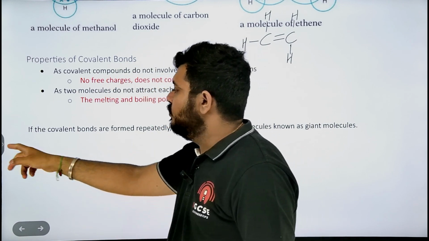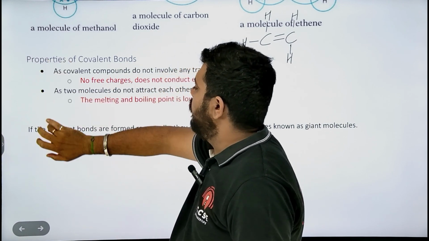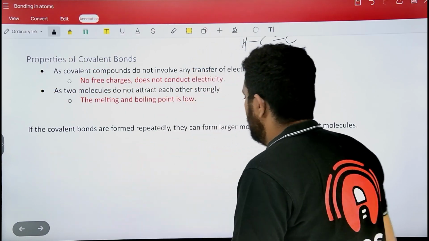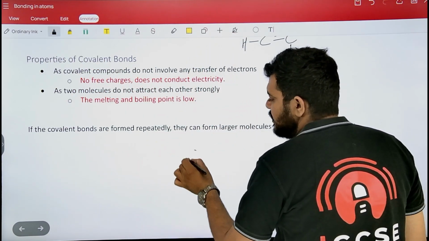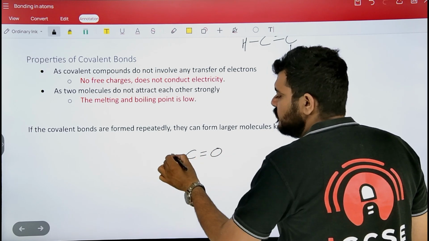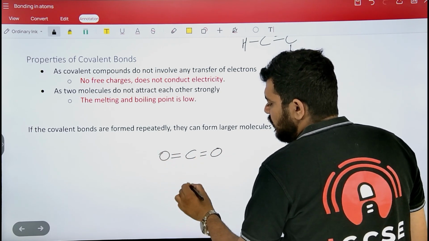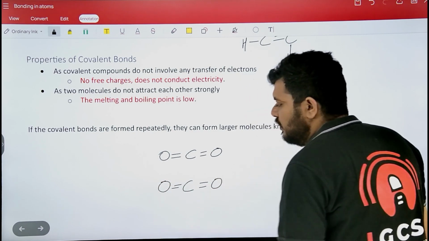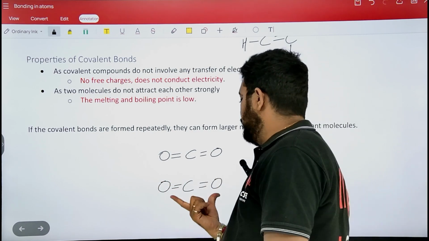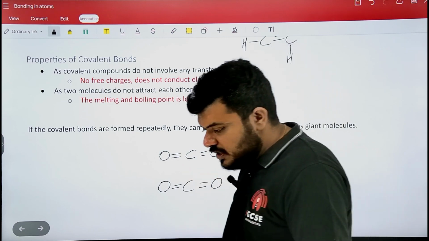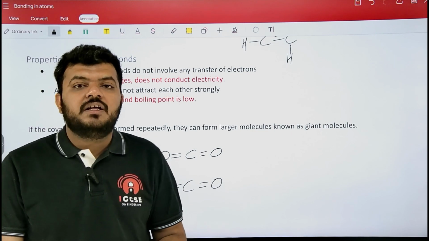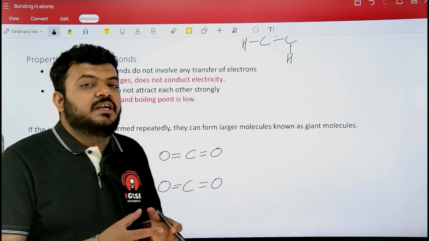Now, I told you that attraction will become important when we are looking at covalent bonds. So let's have a look at this. Let's say carbon dioxide, right? We've just seen carbon dioxide, and we all know that carbon dioxide is a gas.